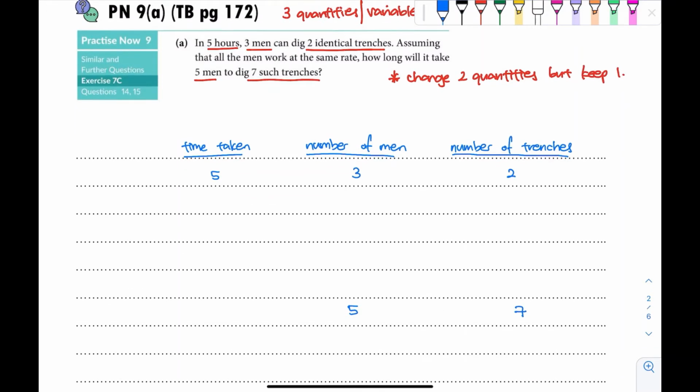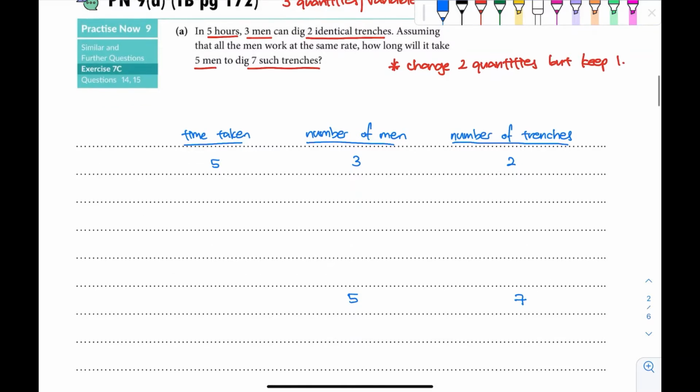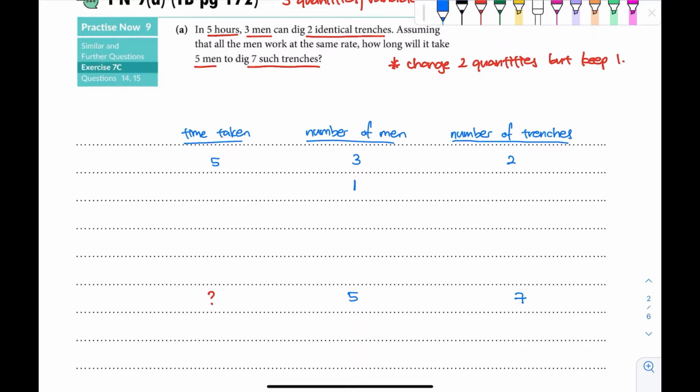Okay, so what we can first do is to maybe find out 1 man, so that we can then go on to find 5 men easily, right? Then if I want to find 1 man, I need another quantity to change. The end goal of this question is to find out what is the time taken. So what we will do is to change the amount of time taken.